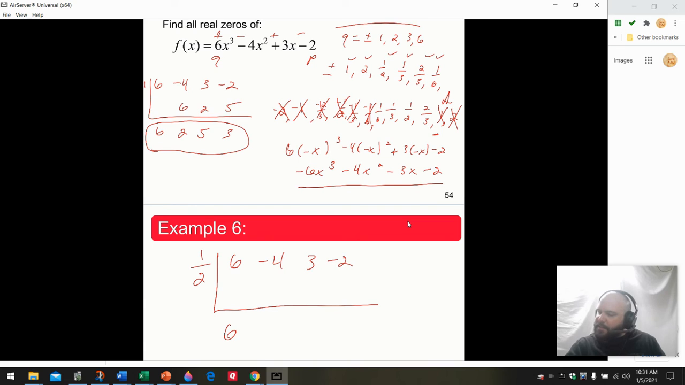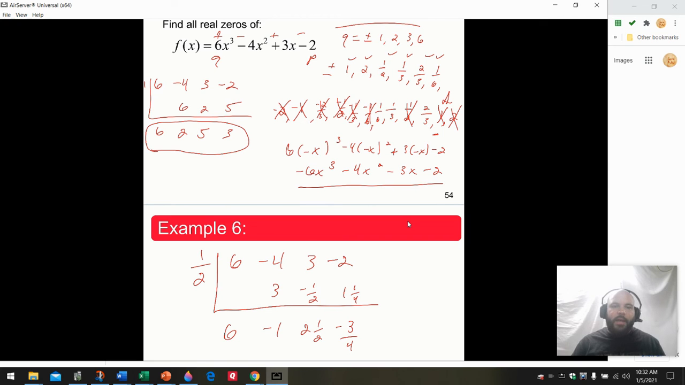We drop the 6. 1/2 of 6 is 3. And so then negative 4 and 3 is negative 1. This gives me negative 1/2. And this gives me 2.5. And then half of 2.5 is 1.25. And we can clearly see this is not going to work. This would end up being negative 3/4 here. And so 1/2 didn't work. So we're going to eliminate 1/2. So we've got to try it again.